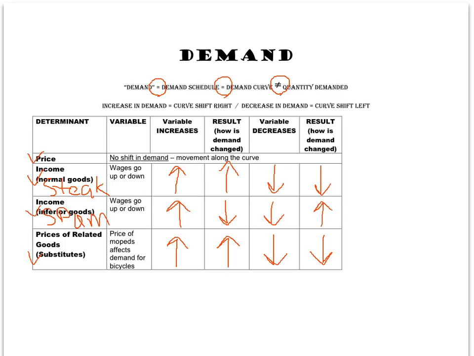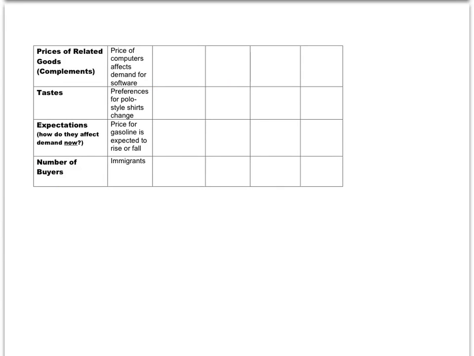All right, let's consider a different kind of related good, complements: two goods that you use together, like peanut butter and jelly. Let's say we're talking about the price of computers. This is our variable. But we're talking about the demand for software. That's a great example of a complement, because those are two things not only that you use together, but you really can't use either one without the other.